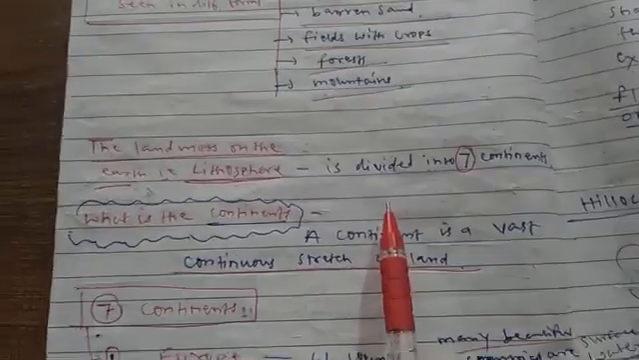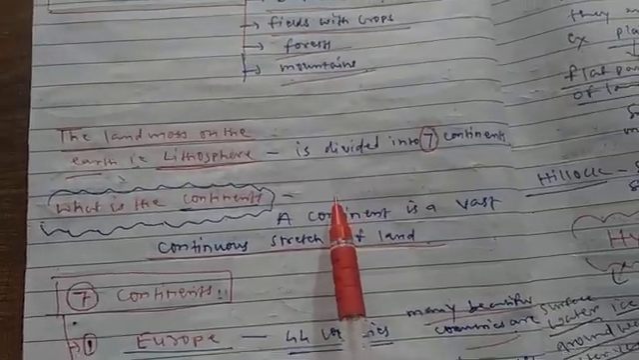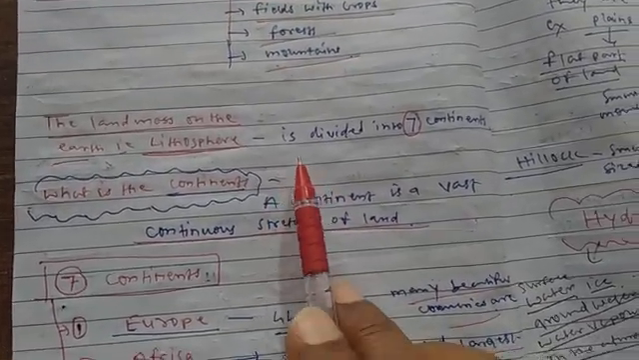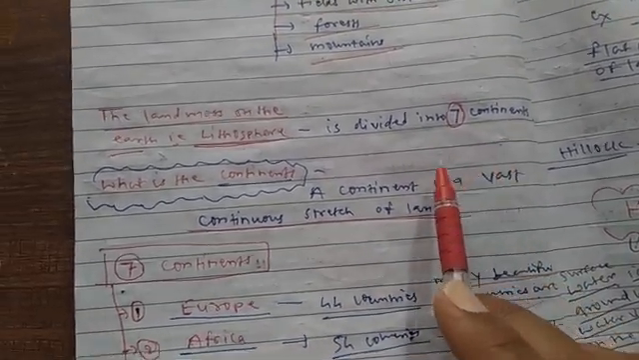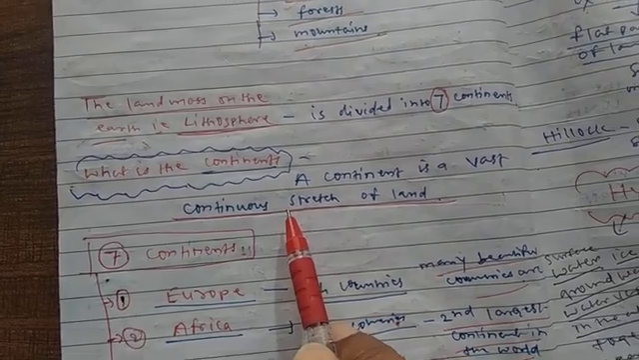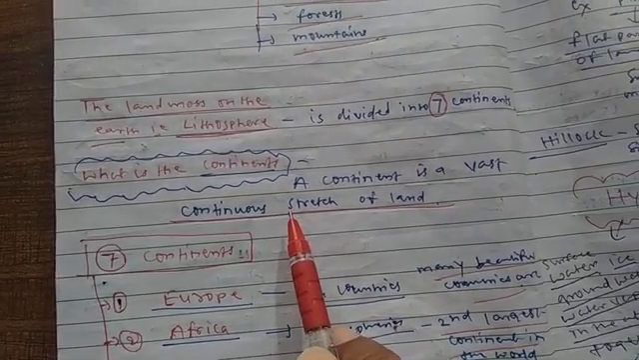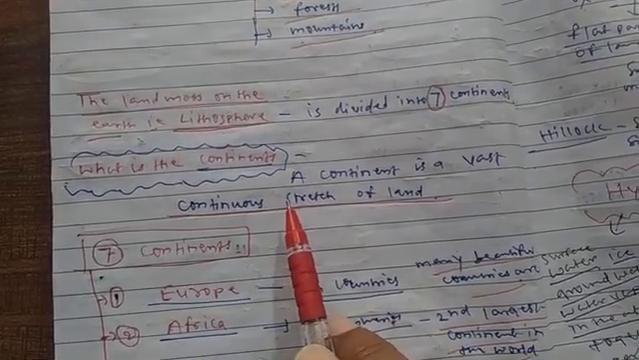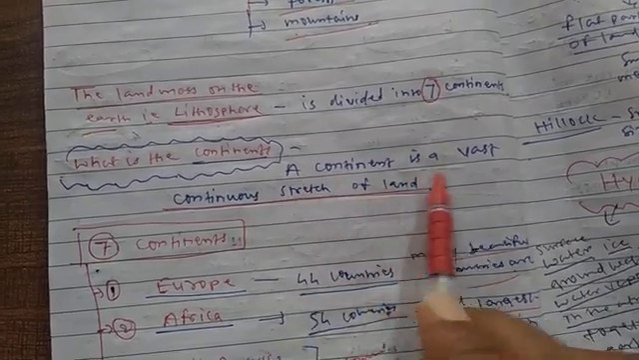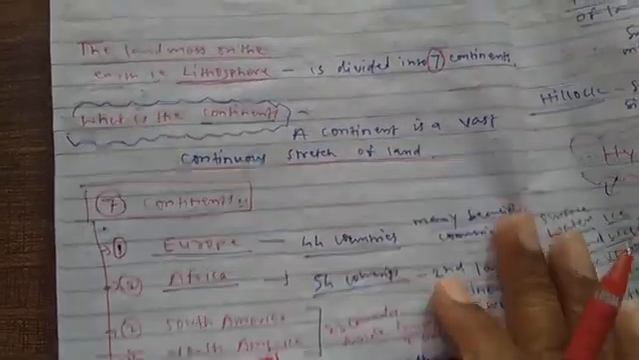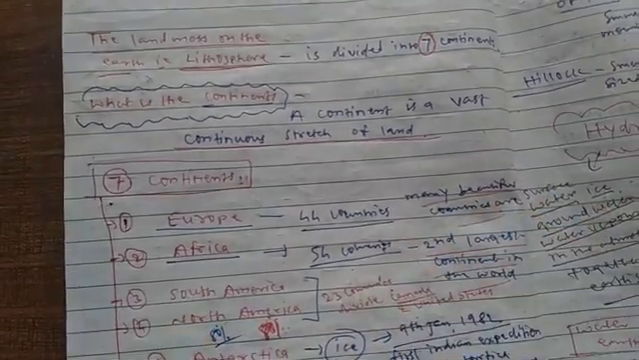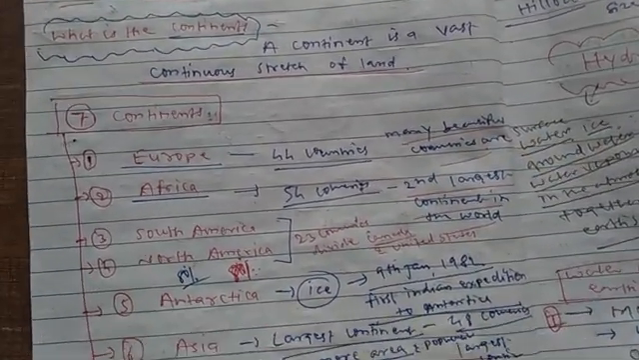Now, overall, the lithosphere means land. It is divided into 7 continents. What is meant by a continent? You know where we live, in which continent we live? We live in the Asia continent. A continent is a vast continuous stretch of land. The question may ask you, how many continents are in the world?